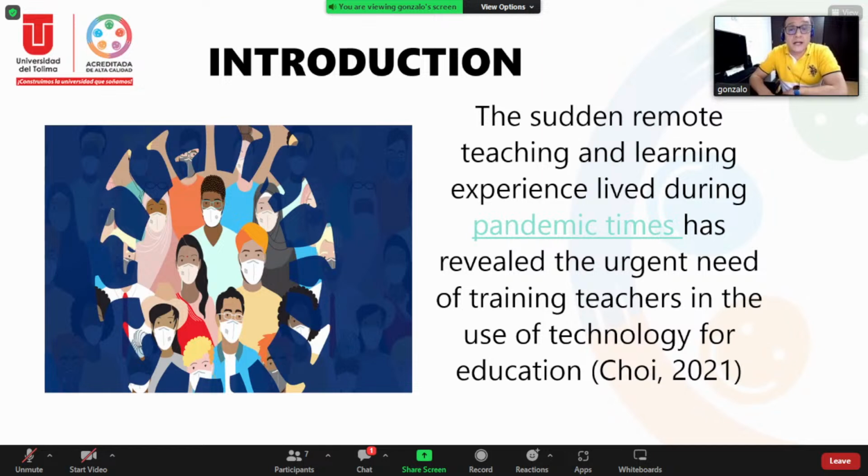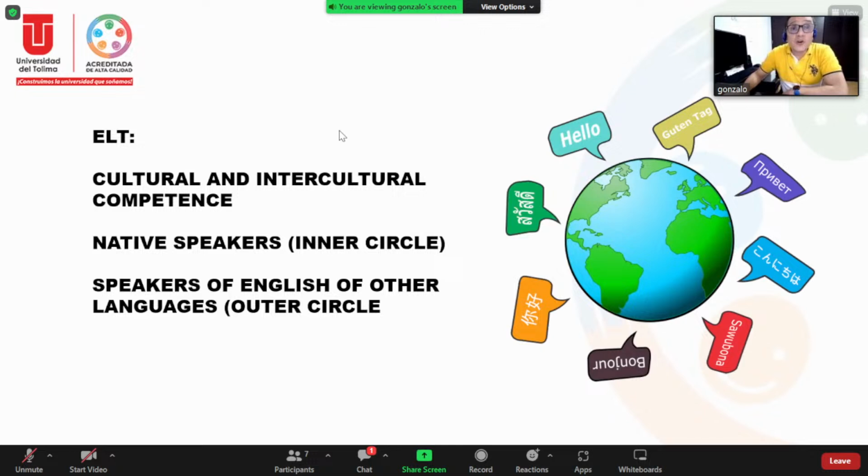Because it's the only way to connect our physical classrooms, our students here in Colombia, with other latitudes, with students from other regions. It's the only way to develop the cultural and intercultural competence that is something we need to do in the classroom. How can we develop these competences if we don't give our students the chance to connect with students abroad?